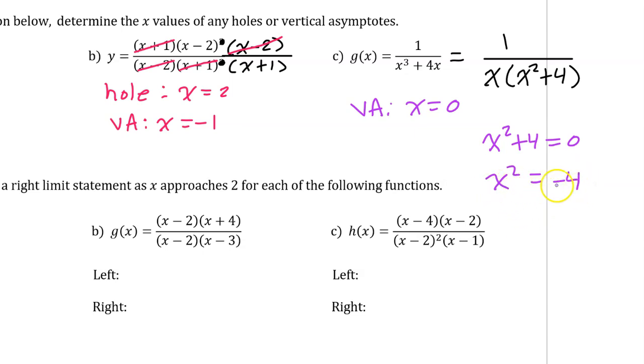Taking the square root of both sides, this will give me x is equal to plus or minus 2i. Imaginary zeros are not vertical asymptotes. They don't show up on the graph at all.